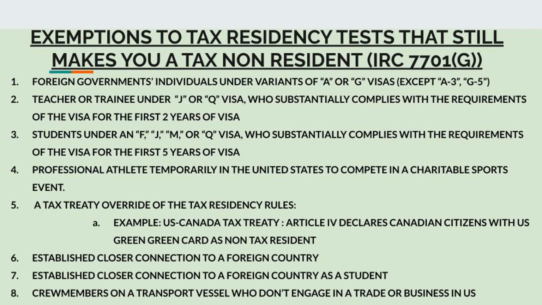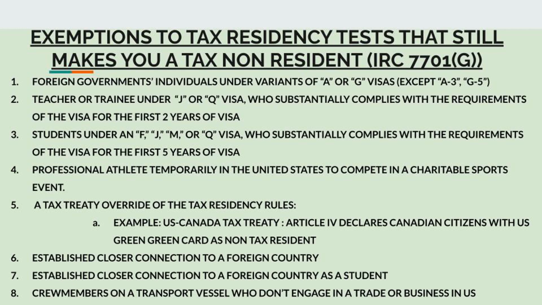Alright, I know this might make it a little complicated, but now that we've covered the tests that would make a person a tax resident in the United States, we have to know that there are exemptions to this rule that would still make someone a non-resident. The first one is foreign government individuals under variants of A or G visas, with the exceptions of A3 or G5 visas, in the United States. So basically, let's say you're a foreign government individual and you were in the US for more than 183 days. Even if you're under one of these qualifying A or G visas, you would still be considered a non-tax resident.